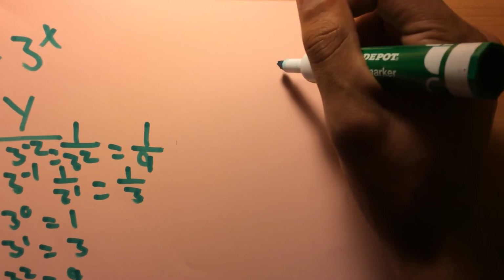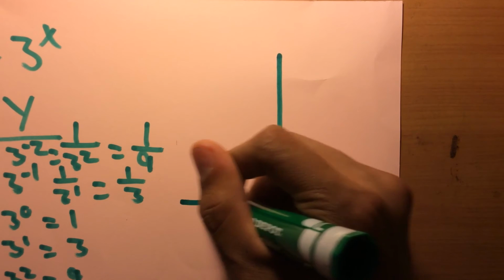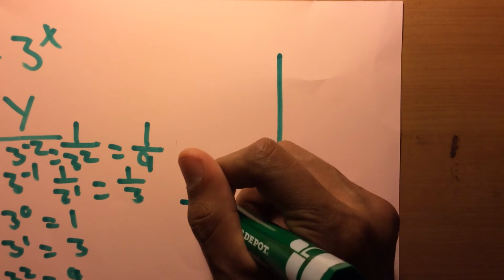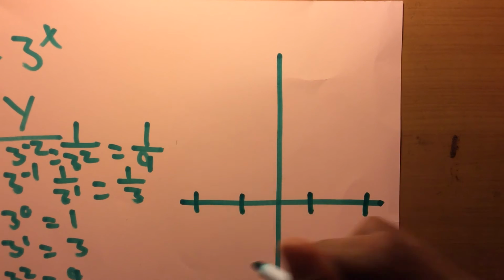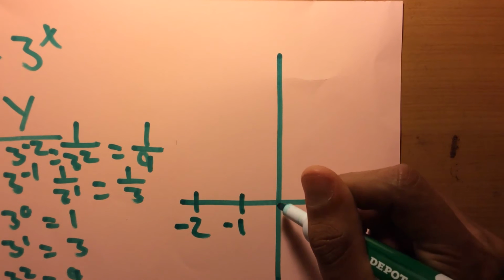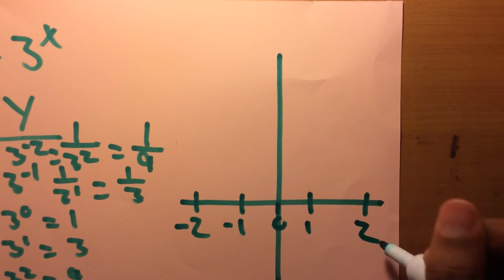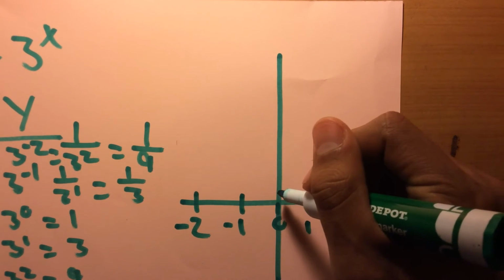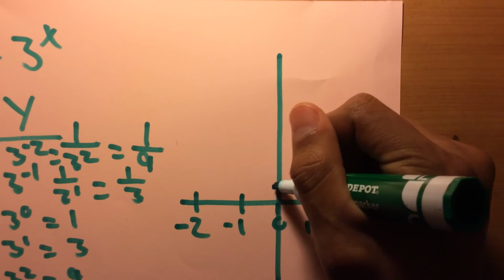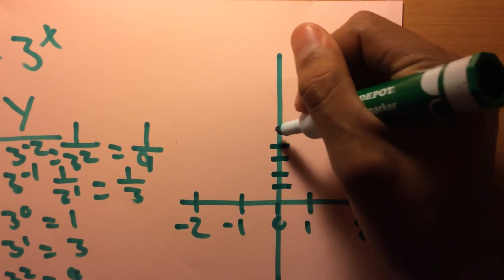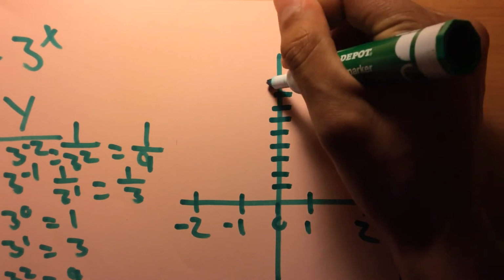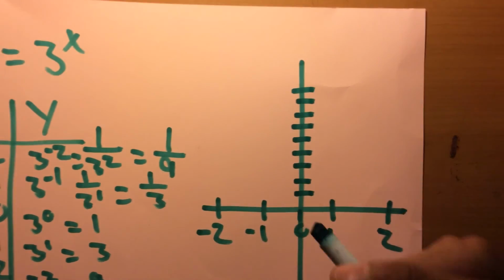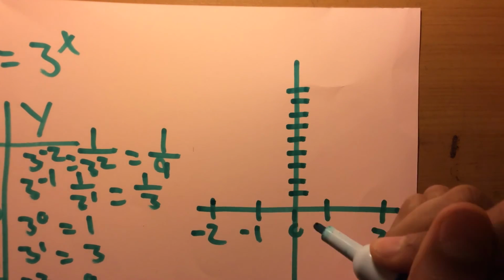You don't need a very big graph. So we need our x values to be at -2, -1, 0, 1, and 2. So our first one is -2, 1 over 9, but before that, we need our y. We'll go by ones: 1, 2, 3, 4, 5, 6, 7, 8, 9. So it'll be -2, 1 over 9. So we'll put that right there.